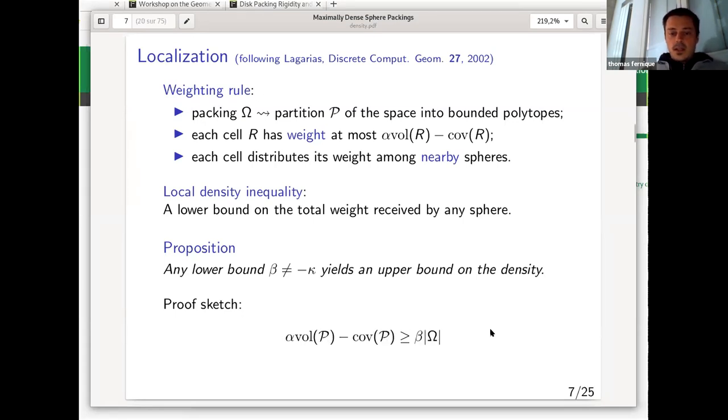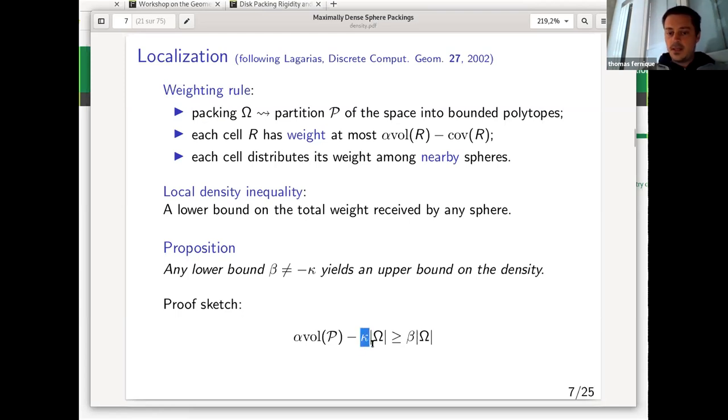Okay, and then you just have to compute like this. You sum over all the spheres of the packing, so it's equal to the volume of the packing minus the part of the packing which is covered by the spheres. And this is more than beta times the number of spheres in your packing. Again, you have to take a large square and compute on this large square, not on the infinite plane. But then the coverage, the part of the plane which is covered by the packing, is just the number of spheres in your packing times the volume of each sphere.